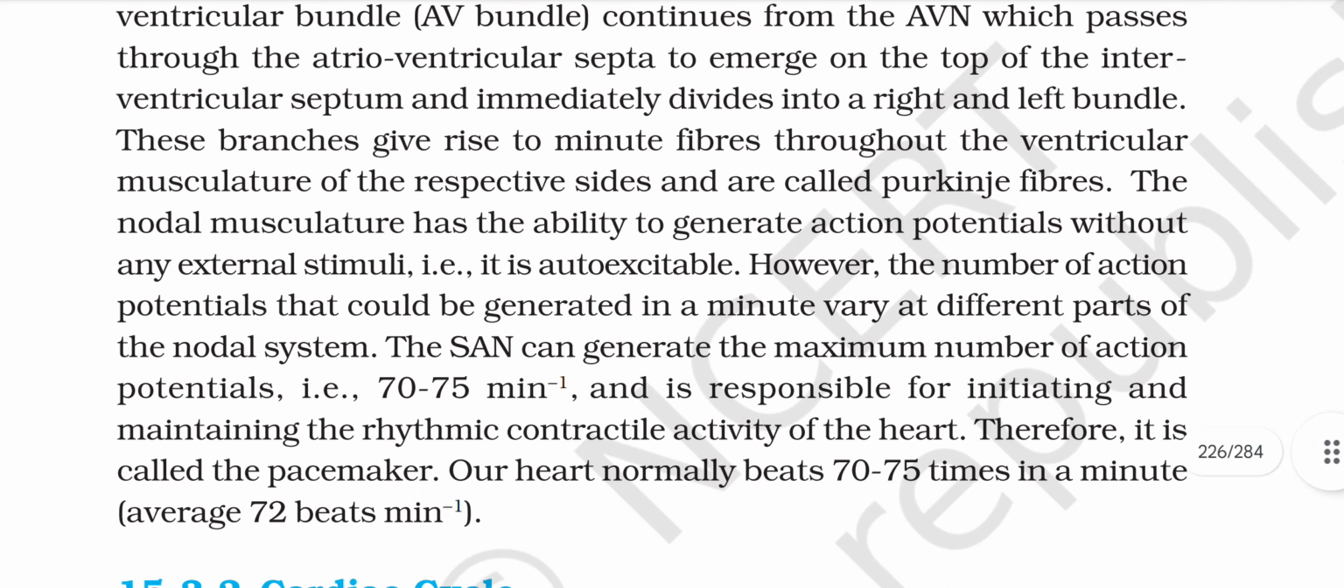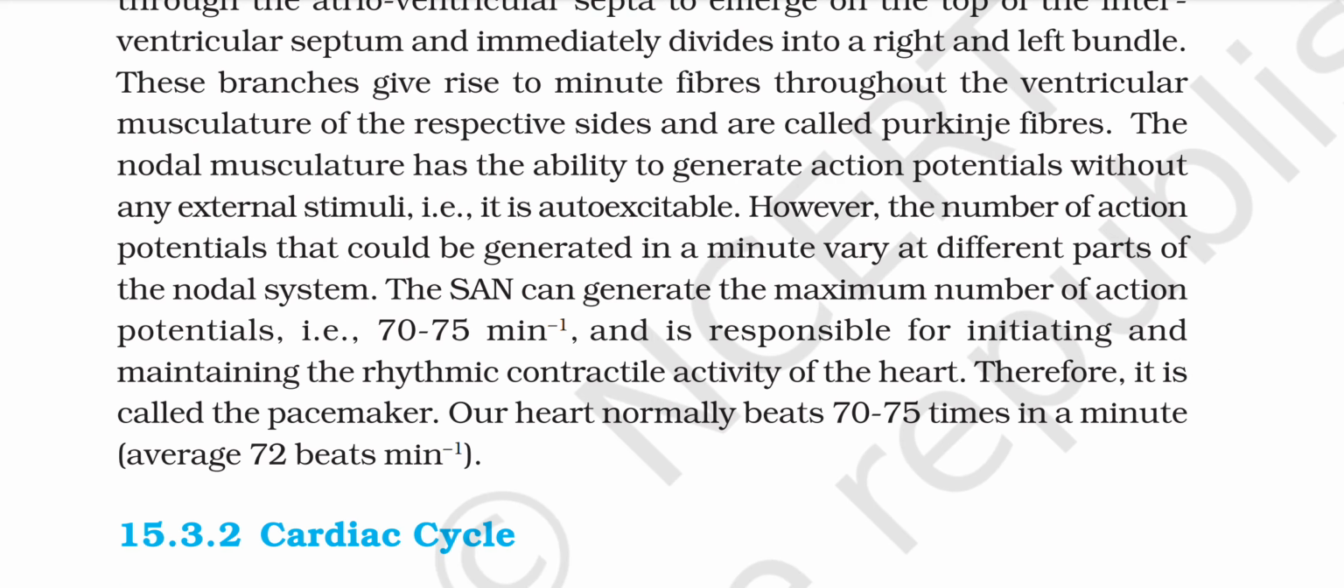These branches give rise to minute fibers throughout the ventricular musculature of the respective sides and are called the Purkinje fibers. The nodal musculature has the ability to generate action potentials without any external stimuli, that is, it is auto-excitable. This is called auto-excitability. We have to keep this in mind, right?